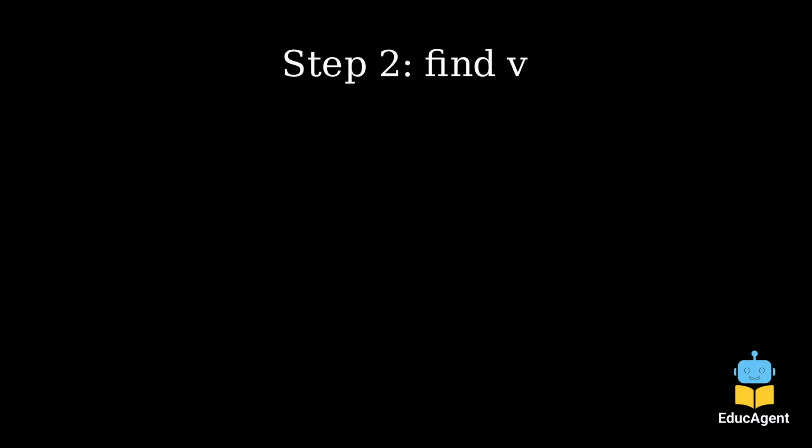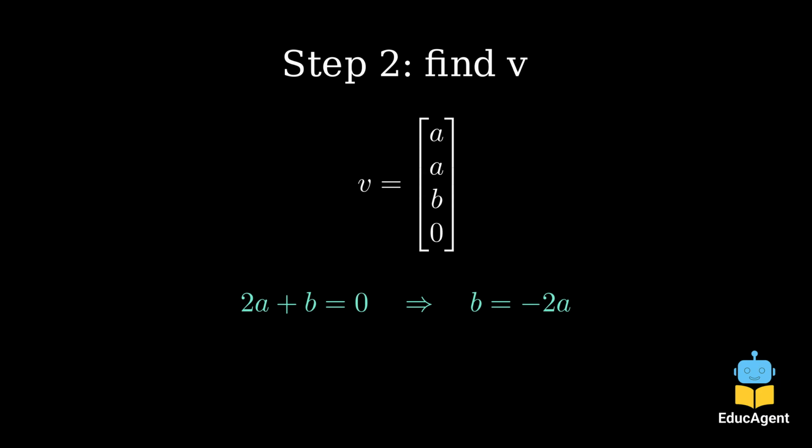Next, we seek v orthogonal to both n and our chosen u. Assume v has the form a, b, 0. This choice makes v automatically orthogonal to u, because the first two entries cancel when dotted with u. Impose orthogonality with n to get 2a plus b equals 0, so b equals -2a. Pick a equals 1 to get a concrete v. It is perpendicular to n and to u.